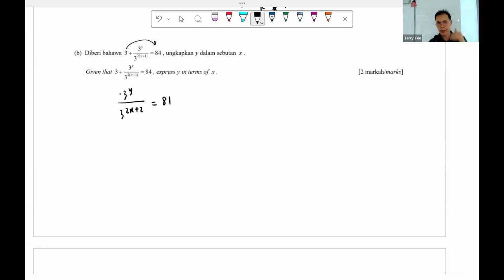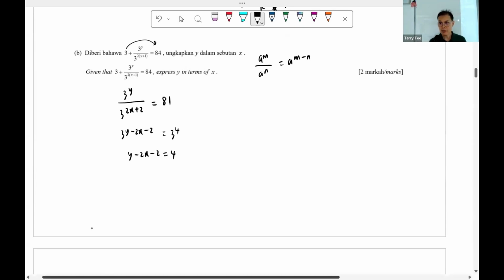Now, when you divide, remember in laws of indices, if you divide the numbers, we minus the power. So here we have 3 power y. You need to minus 2x and you minus 2. You're subtracting 2x and 2 at the same time. And 81 is 3 power 4. Okay, so by comparison, we now have the same base. We compare the power. We know that y minus 2x minus 2 is now 4.